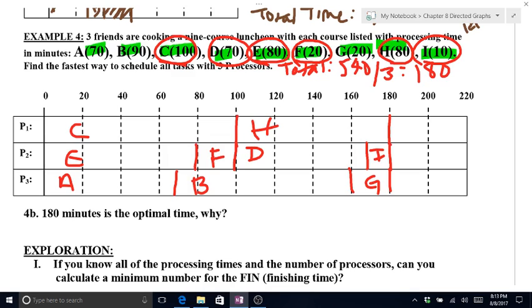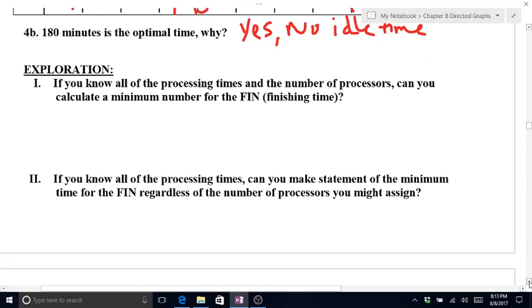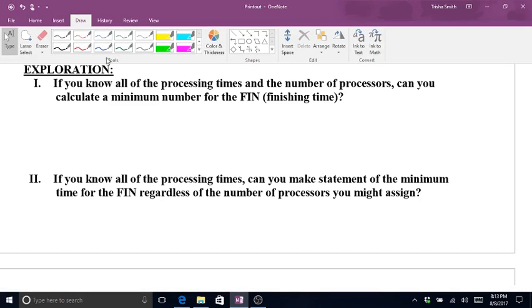Is 180 minutes optimal time and why? Think about that question. Think about idle time. This is yes. There's no idle time here. Okay, exploration. If you know all of the processing times and the number of processors, can you calculate a minimum number for the finishing time? Yes, we do this every time.